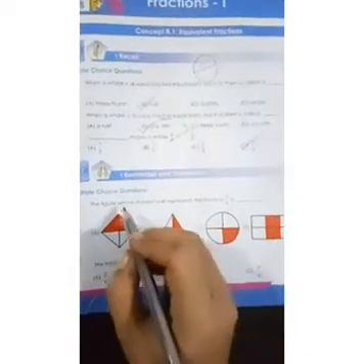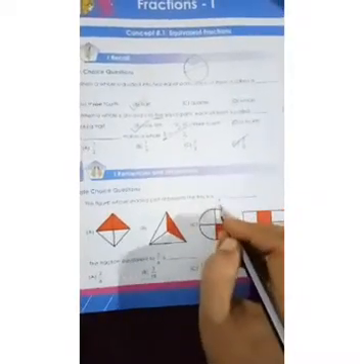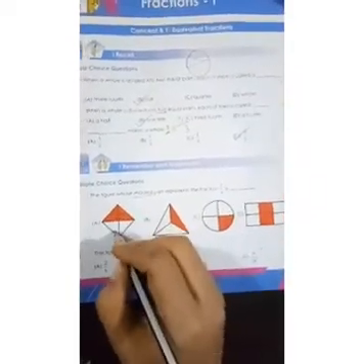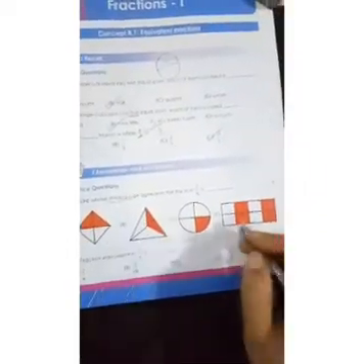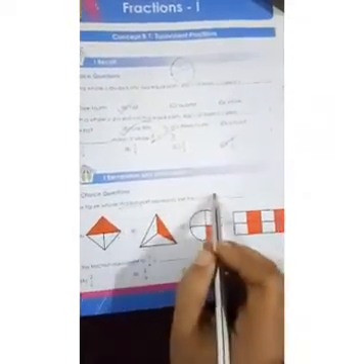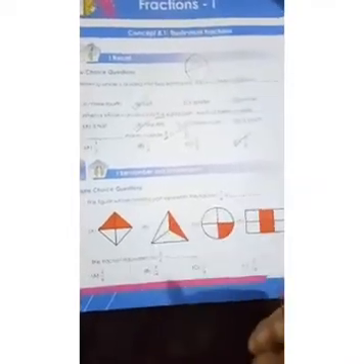The next question is, the figure whose shaded parts represent the fraction 1 by 4 is dash. Now we have to find 1 by 4 and what is that shaded part. Now 1 by 4 is this, and another one is this. 4 equal parts. Others is 3 and this is 8. But we have to find shaded and 1 by 4. Now shaded is only this figure. So option number C.